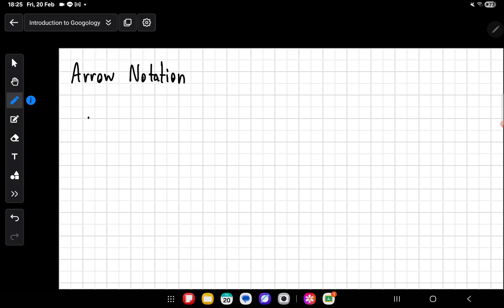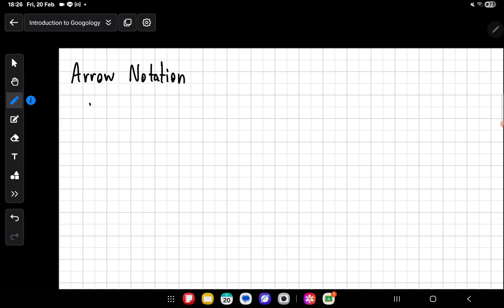Now say you have n up arrow m. It means n to the power of m, of course. Now we could increase the number of arrows. Say n double arrow m. What does this mean? This means you do n to the power of n to the power of n to the power of n and so on, a total of m times.